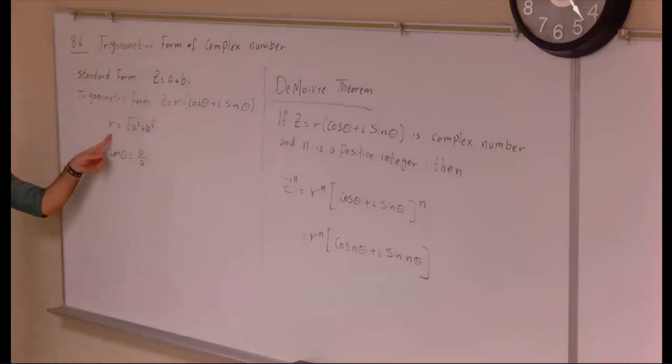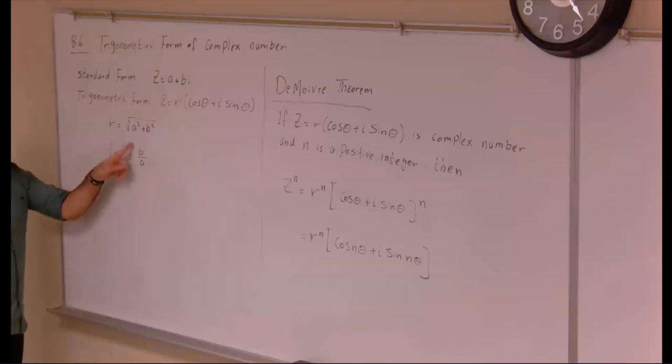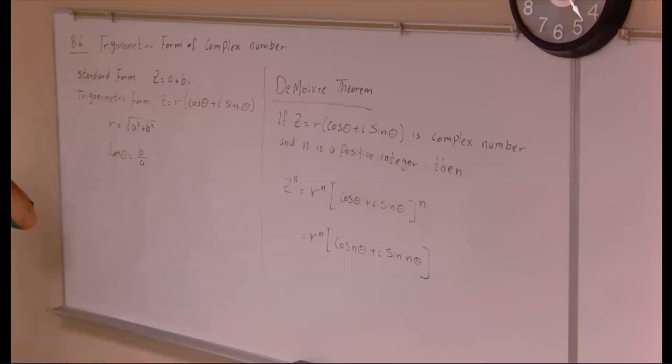How are we going to find the r? The square root of a squared plus b squared. How are we going to find the theta? The formula says tangent theta equal b over a. We're going to do examples of how to write down the trig form from the standard form.